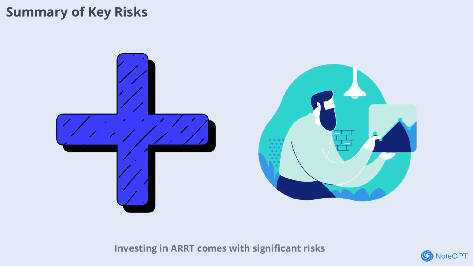Investing in ARRT comes with significant risks. The stock has experienced extreme volatility, persistent selling pressure, and low trading volume. Technical indicators point to a weak trend and oversold conditions, but there's little evidence of a reversal. As always, it's important to use risk management strategies and avoid overexposure to highly volatile stocks.